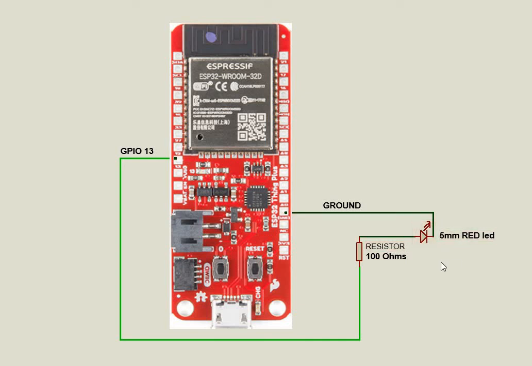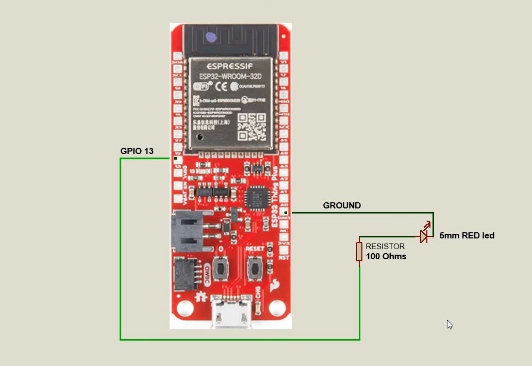If you don't have an LED, you can use the blue LED attached on this development board, which is connected to the GPIO 13 pin. And you can see if this blue LED will turn on or off, as this red LED should do.